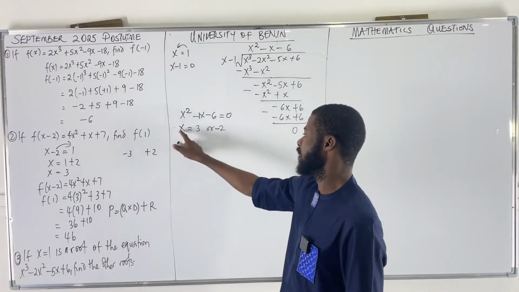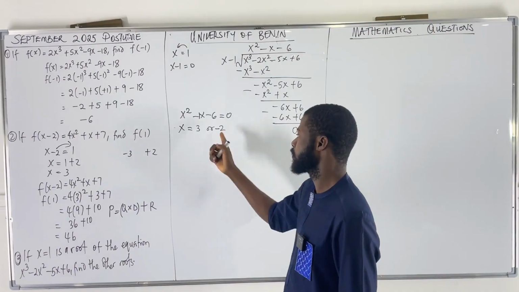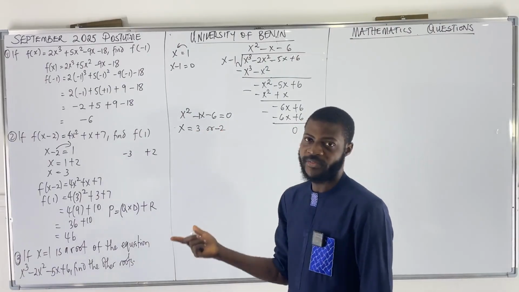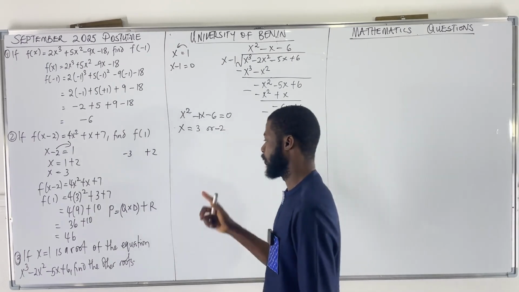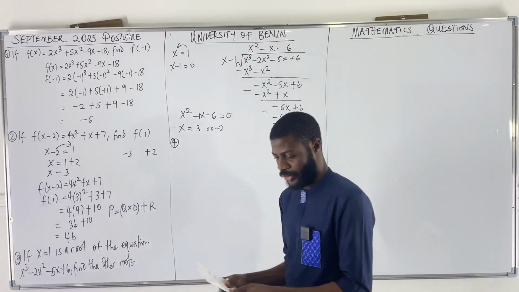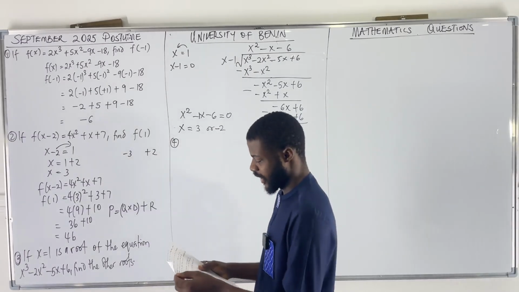So the other roots will be x equal to 3 or minus 2. Though the minus 2 can come first, so the option can be minus 2 or 3. It all depends. So that's for number 3. Number 4. Let's see. Okay.